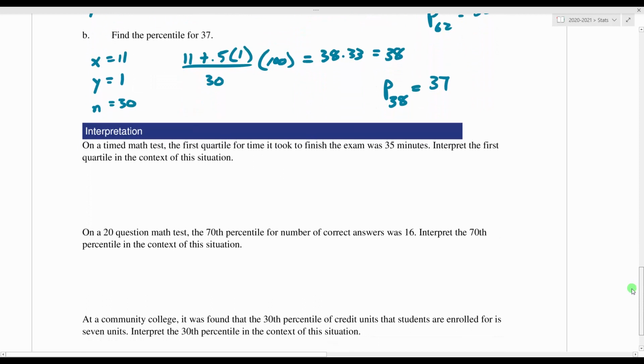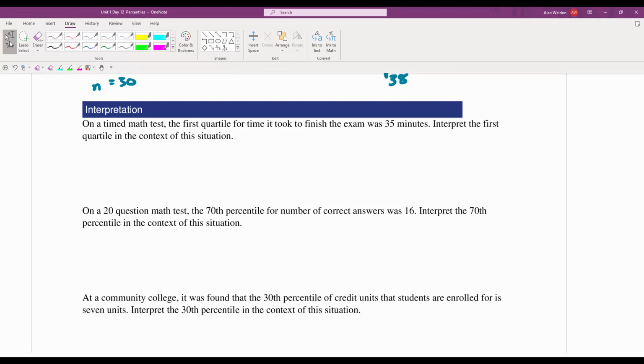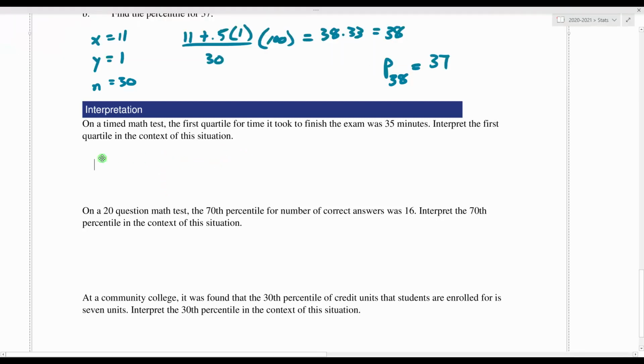All right, so let's do a little bit of interpretation. You've heard me speaking some of the interpretations when we did the percentiles up here. So this time we don't actually have to calculate any of the percentiles. We're just going to interpret it using words.